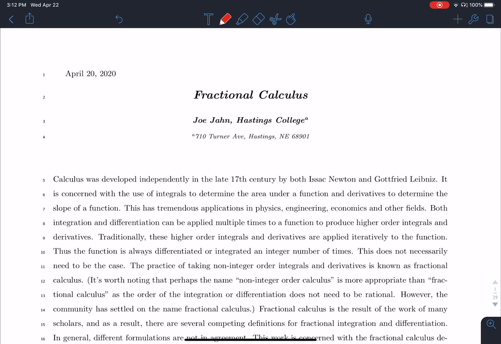Time is something of a concern, so I'm going to go through this fairly quickly. I'm just going to point out a couple of major things, do a few proofs, and call it good.